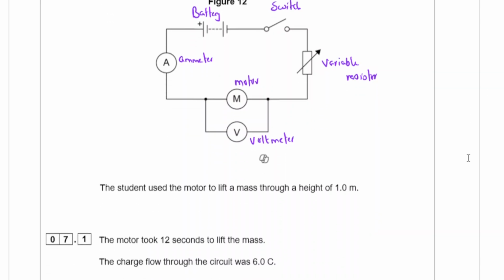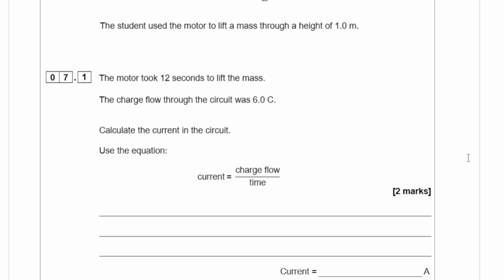The student used the motor to lift a mass through a height of 1 meter. The motor took 12 seconds to lift the mass. The charge flow through the circuit was 6 coulombs. Calculate the current. So current I equals the charge flow, which is 6, divided by the time, which is 12. 6 divided by 12 is 0.5. So the current is going to be 0.5 amps. 0.50.